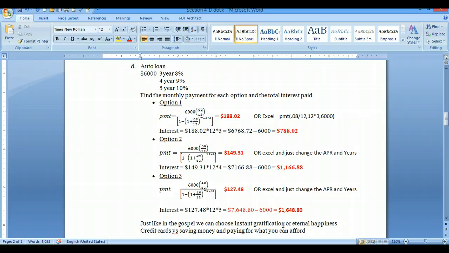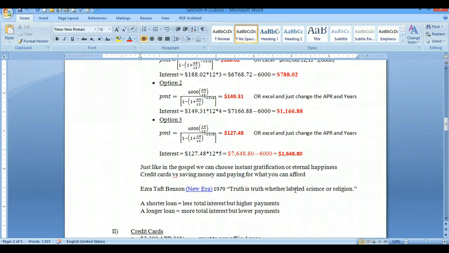And that's exactly what they do in loans. If you want a smaller monthly payment, you end up paying more over the full time of the loan. I like to compare this to the gospel really quickly.